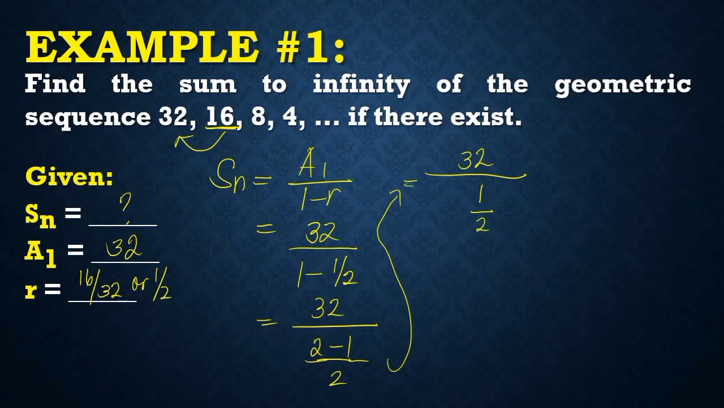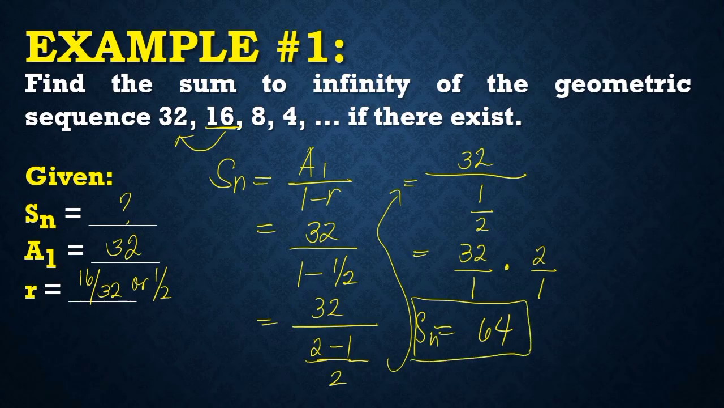Next, so 32 over 1 times, so since i-divide natin yung 32 sa 1 half, yung 1 half, kukunin natin yung reciprocal, which is 2 over 1 or 2. So, and then we multiply 32 times 2, that is 64. All over 1, that is 64. Ibig sabihin, yung sum to infinity ng ating given sequence is 64. At nag-e-exist siya.